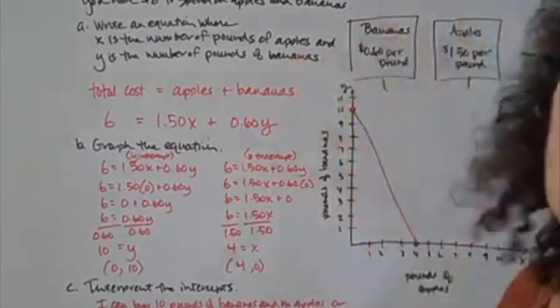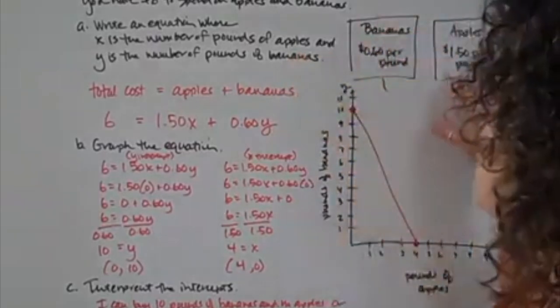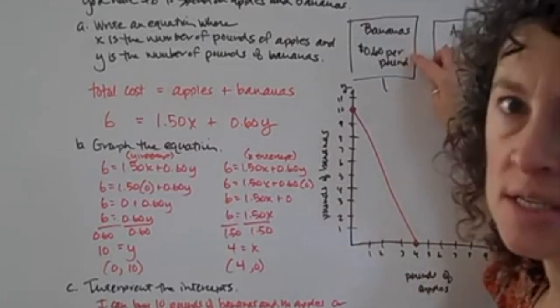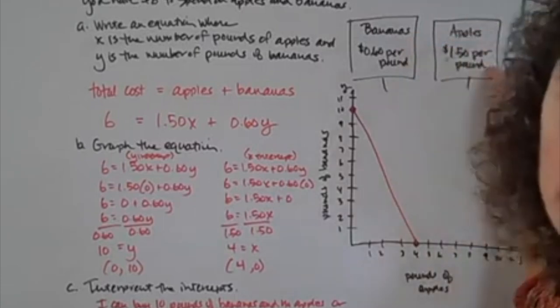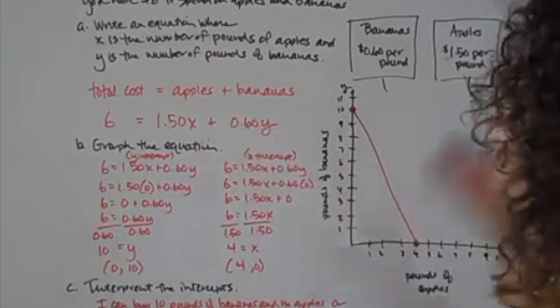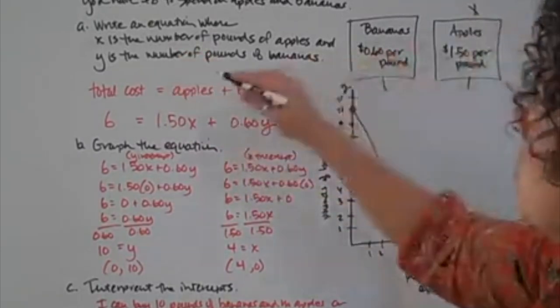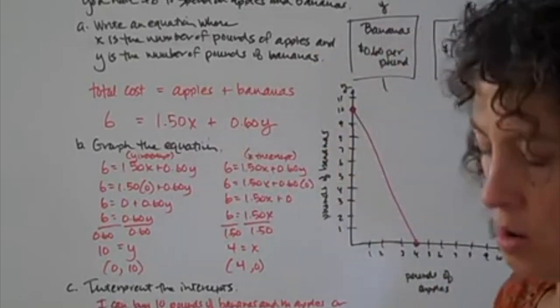So over here we have some more information about the story. They're telling us that bananas are 60 cents per pound and apples are $1.50 per pound. So again, we're using x for our apples, so this is going to be our x, and we're using y for our bananas, so this is going to be our y.